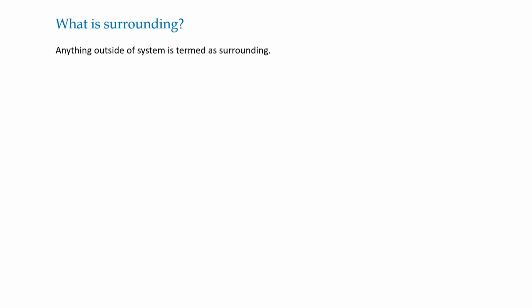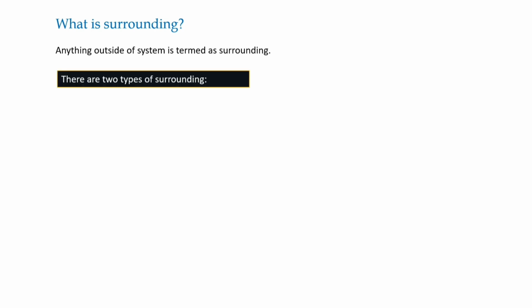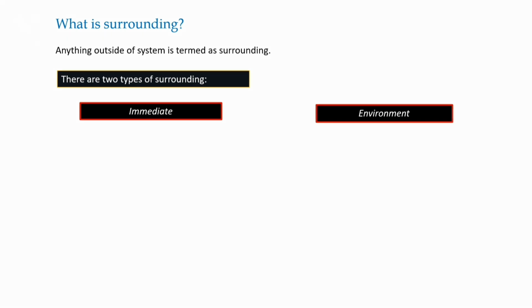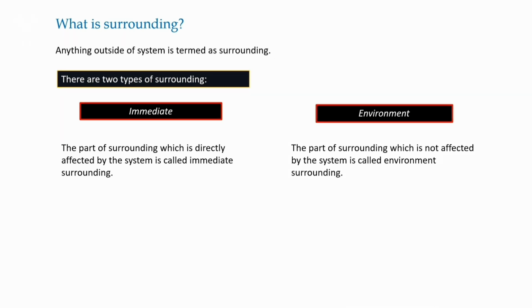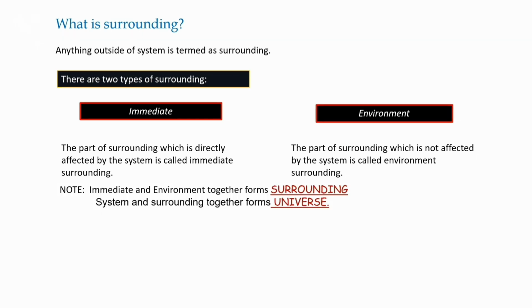What is surrounding? Anything outside of the system is termed surrounding. There are two types of surrounding: immediate and environment. The part of the surrounding which is directly affected by the system is called the immediate surrounding. The part of the surrounding which is not affected by the system is called the environment surrounding. Note: immediate and environment together form the surrounding. System and surrounding together form the universe.